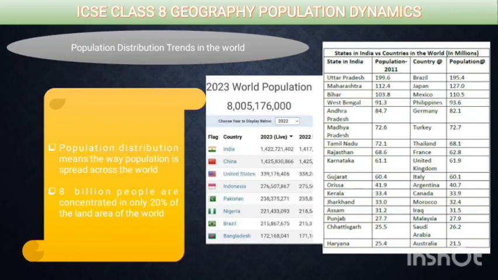And the next picture is the population of the Indian states. The most populous state in India is Uttar Pradesh, and the least populated is Sikkim.